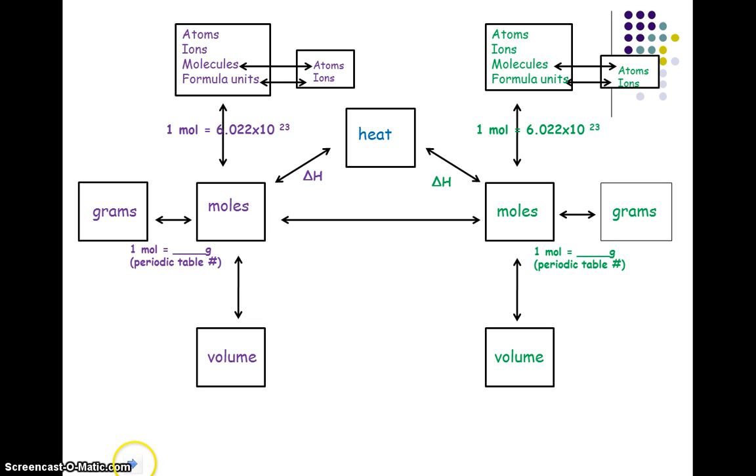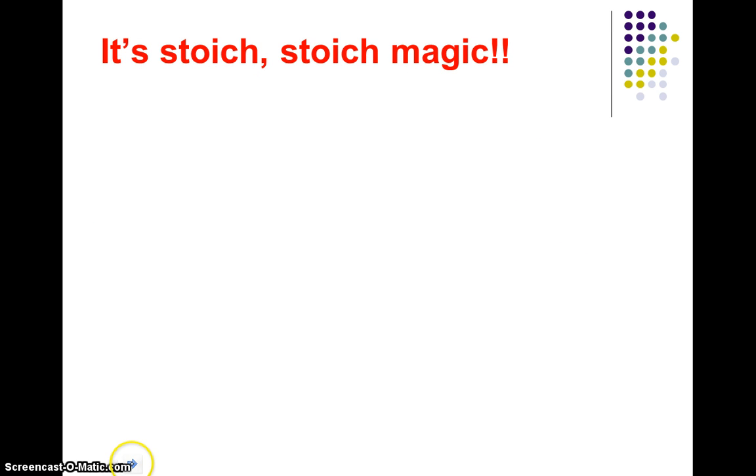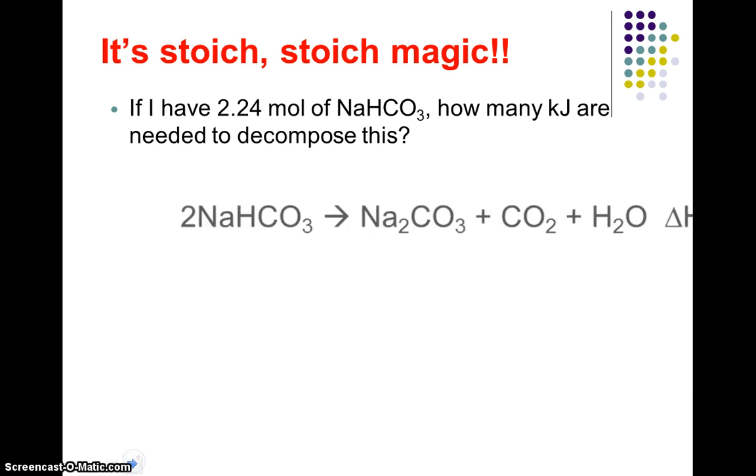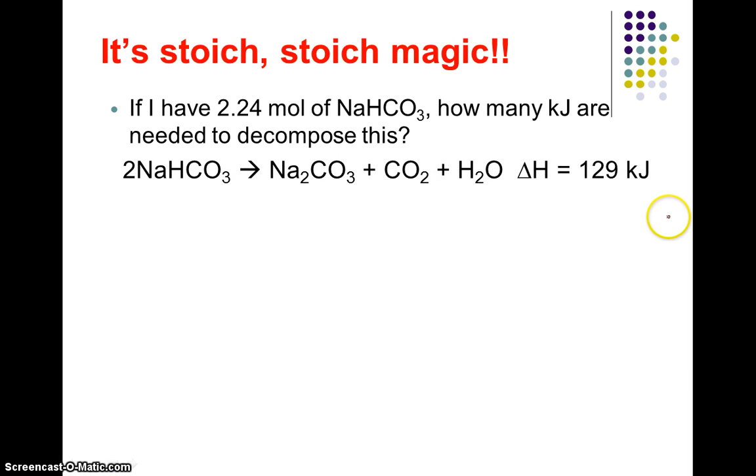So if we look at an actual practice problem, we have a reaction here. It says I've got 2.24 moles of NaHCO3. How many kilojoules are needed to decompose this? So the first thing we want to do is think about what is the chemical reaction. Since it's decomposition, I only have one reactant and I've got multiple products here, and we can see my enthalpy of the reaction is 129 kilojoules. Since this is positive, that means this is going to be an endothermic reaction. So we're going to need 129 kilojoules to actually decompose this sodium bicarbonate.